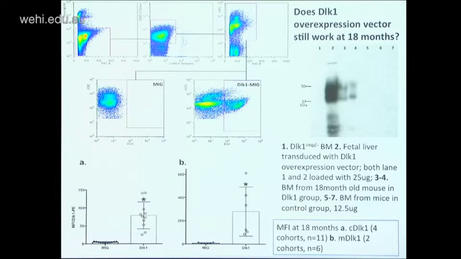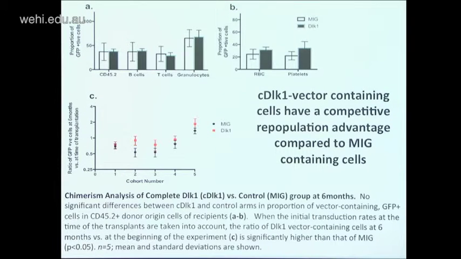Does it have any other effect on the haematopoiesis? One way to look at that is to look at chimerism in the recipient mice. So this is the chimerism analysis at 6 months in the recipient mice, comparing the MIG group versus the Dlk1 group, which is the dark square here. So within the CD45.2 positive cells, or the subclasses of the CD45.2 positive cells, when you compare the proportion of GFP positive cells, there's no difference between the MIG group and the Dlk1 group.